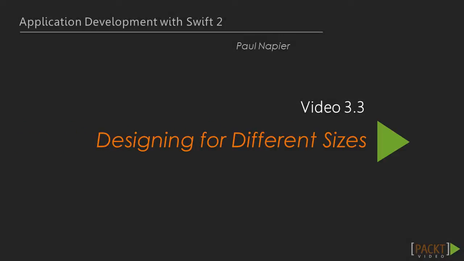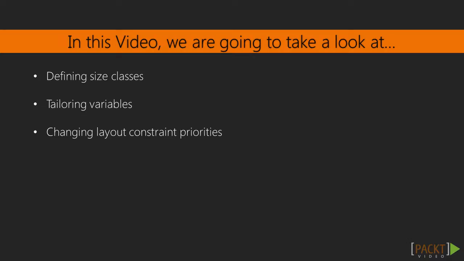In the last video, we laid out all of our UI elements and how we wanted them to be designed. However, we're creating a universal application, so we want to have different layouts for different sizes. In this video, we're going to define the different size classes that are available. Then we're going to look at how we tailor variables to each of those size classes. And finally, we're going to look at what we need to do to change layout constraint priorities.